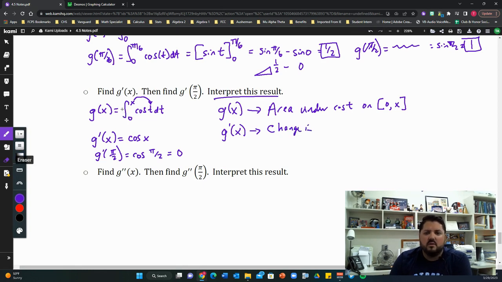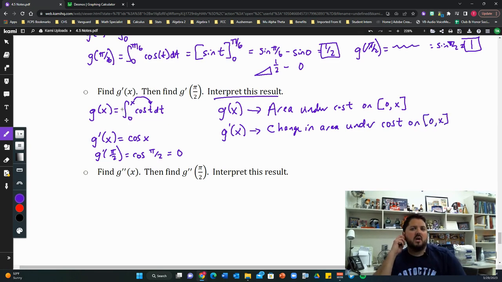Sorry, my tablet's doing that wonky thing again. We would be finding the change in area under the function cosine of t on the interval from 0 to whatever we choose to stop at. So it's the same kind of relationship we've seen in the past with other functions and their derivatives, but now we're referencing this quantity of area.